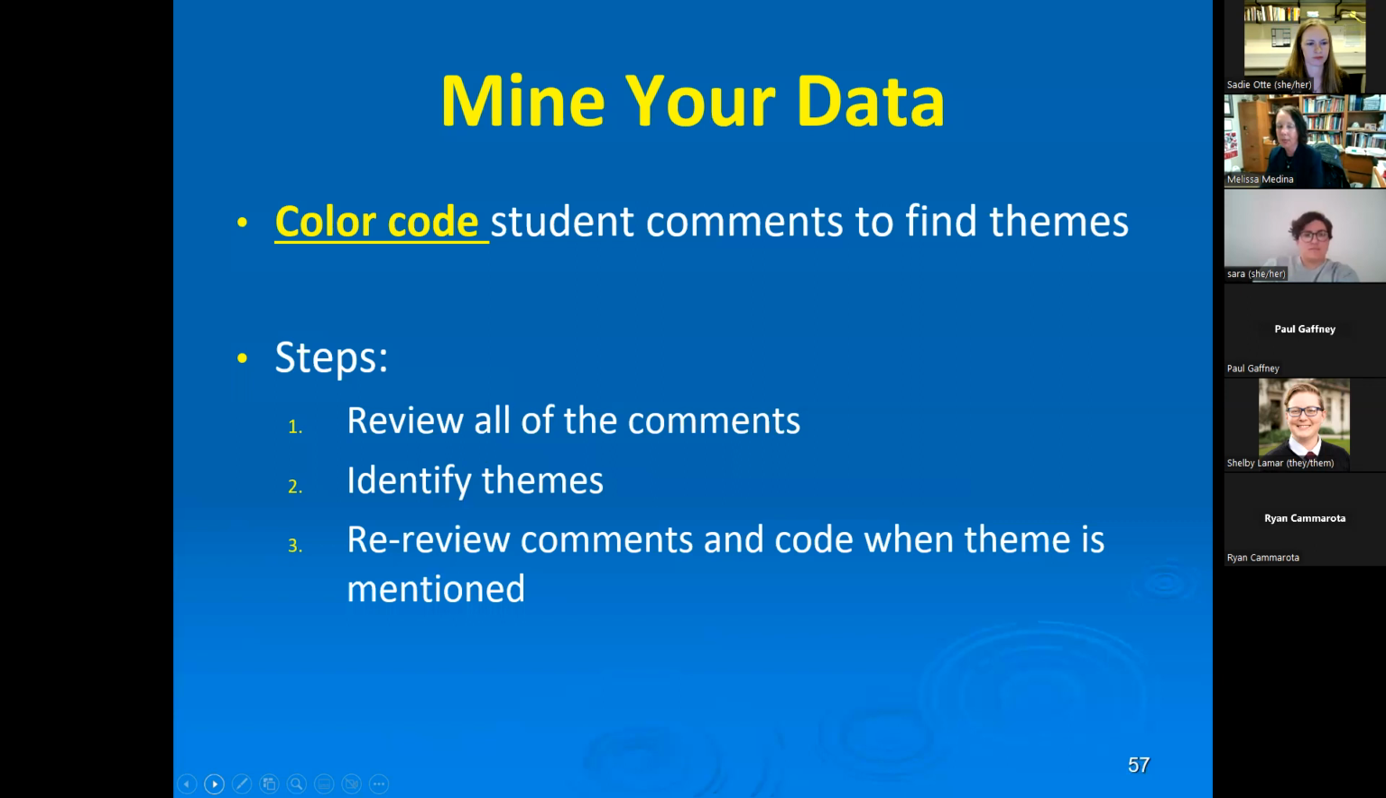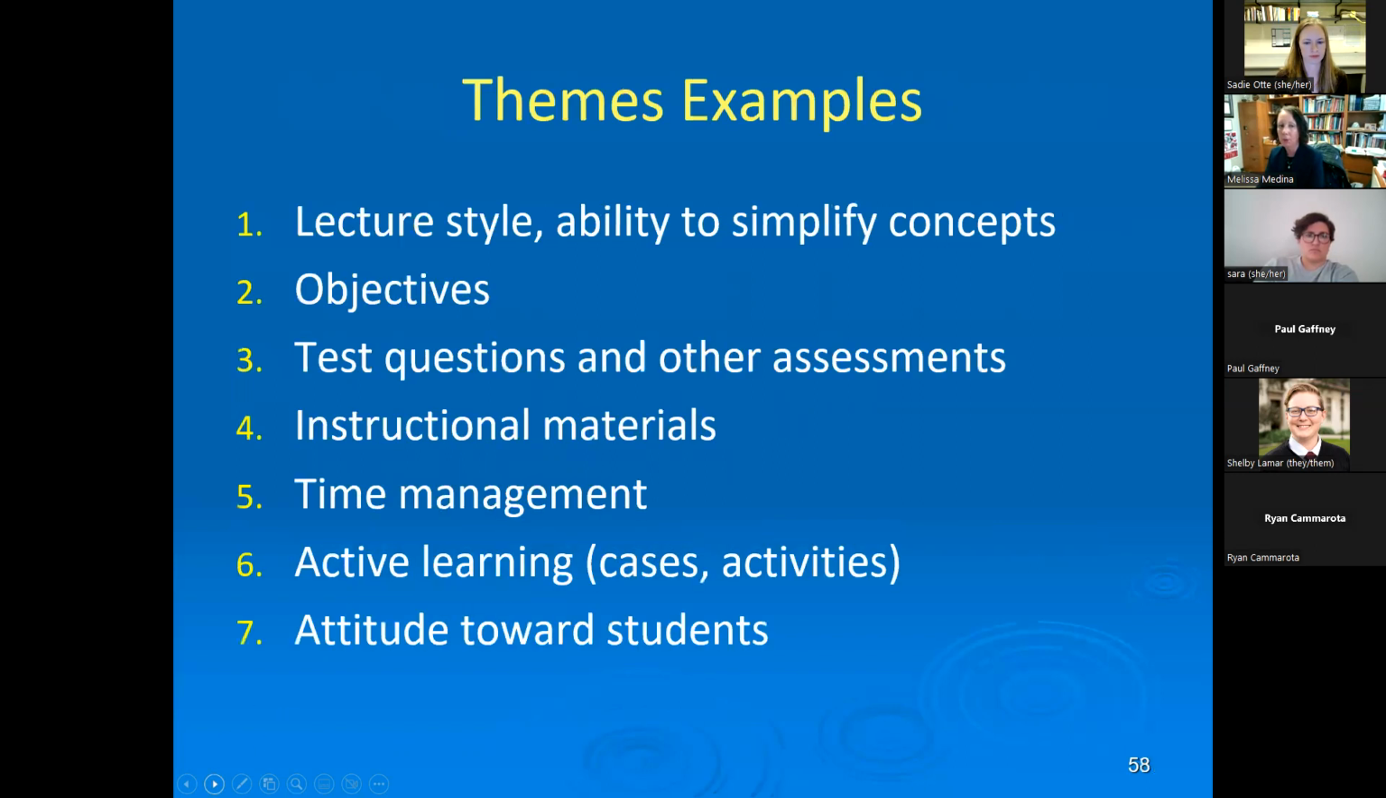I have 3 different steps. When you're mining your data, you are color coding and quantifying your student comments. So you're going to review all the comments. You're going to identify themes. You're going to re-review the comments and then code the theme when they're mentioned. And then you're going to count up those themes. I'll give you an example.